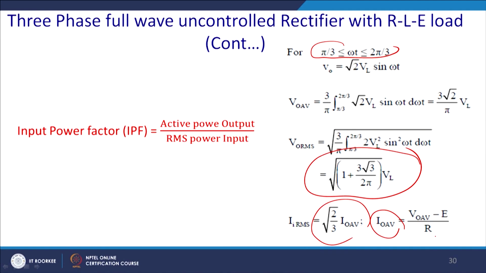Our output load current is given by VOAV, the average voltage, that is root 3 by 2 by pi into VL, minus E by R. From there we can calculate the RMS voltage as well as the RMS current. The input power factor, IPF, will be the active power output divided by the RMS power input.